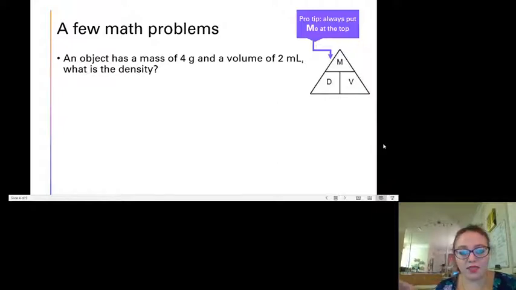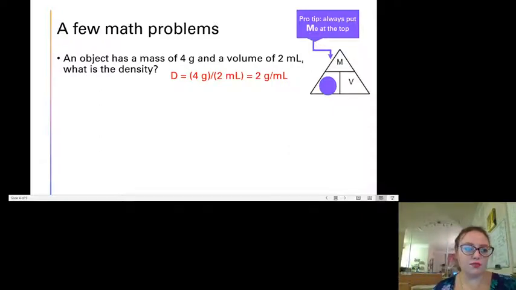So we have an object that has a mass of 4 grams and a volume of 2 milliliters. And we want to know what the density is. So if I cover up this D right here for density, we get mass over volume. So you cover up the one that you're looking for. So if we put 4 grams over 2 milliliters, we get 4 divided by 2, 2 grams per milliliter is the density of this object.